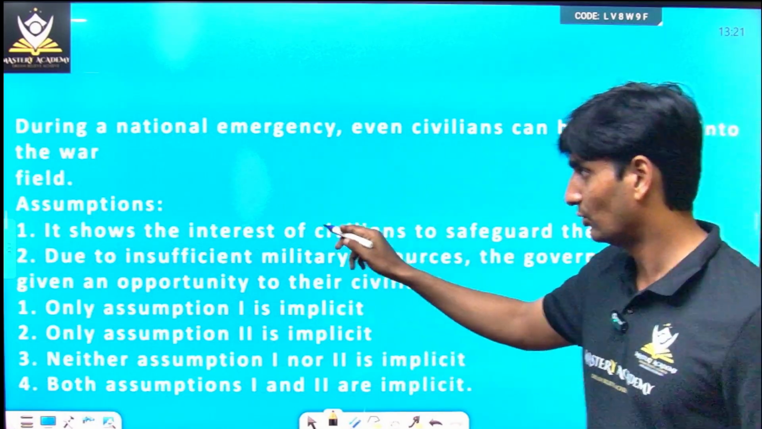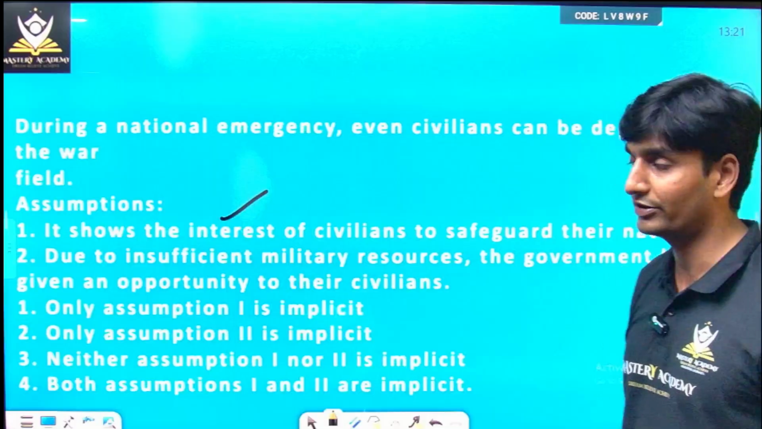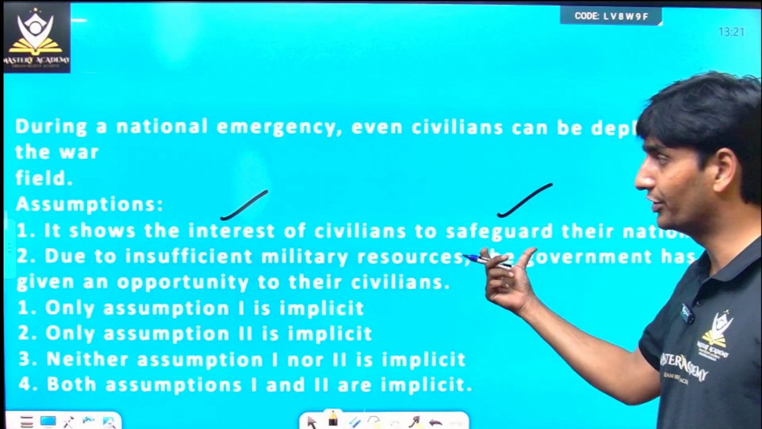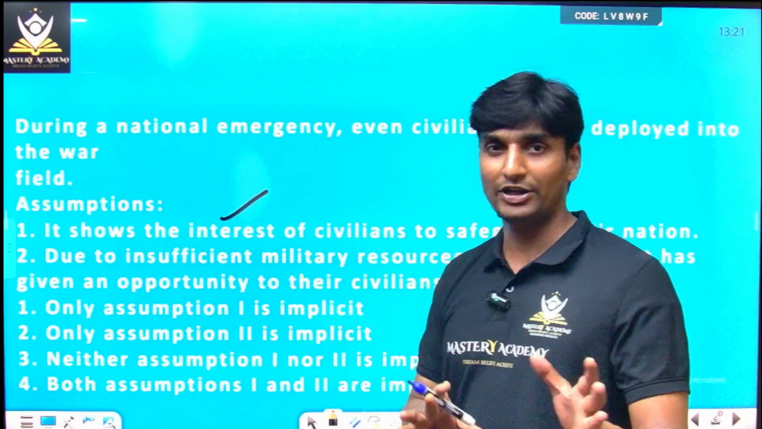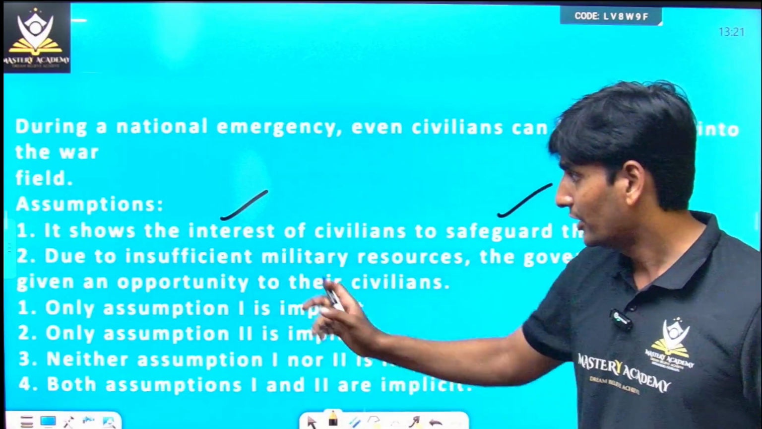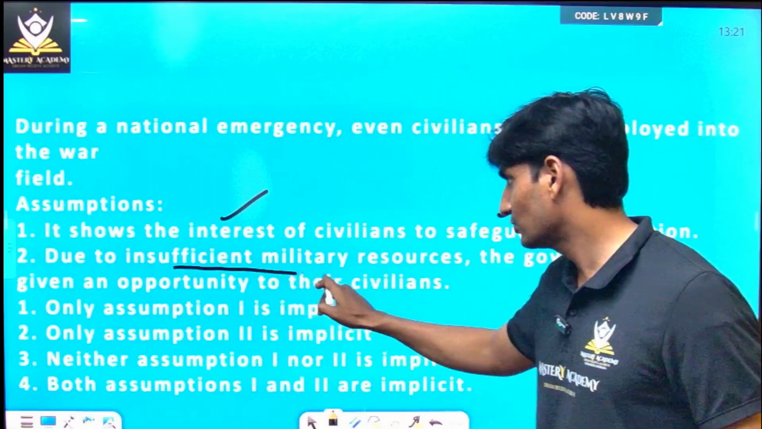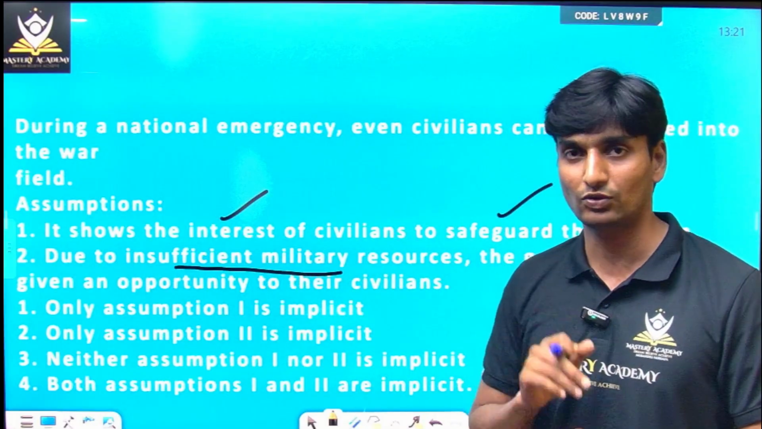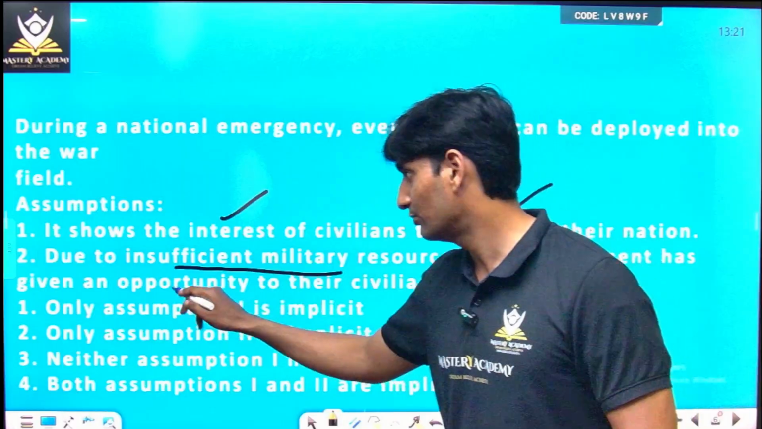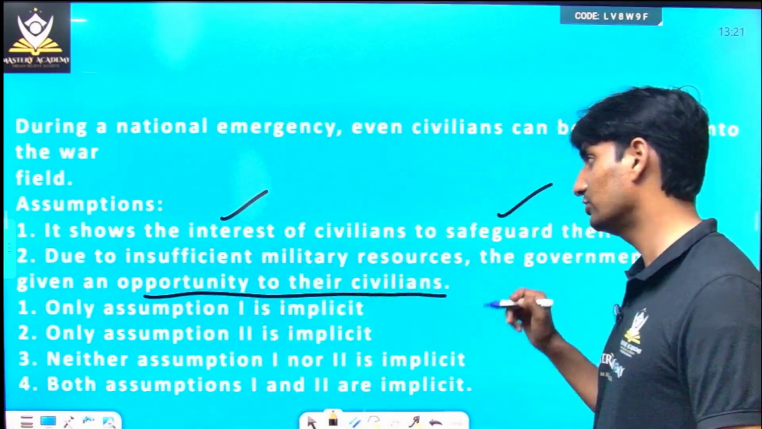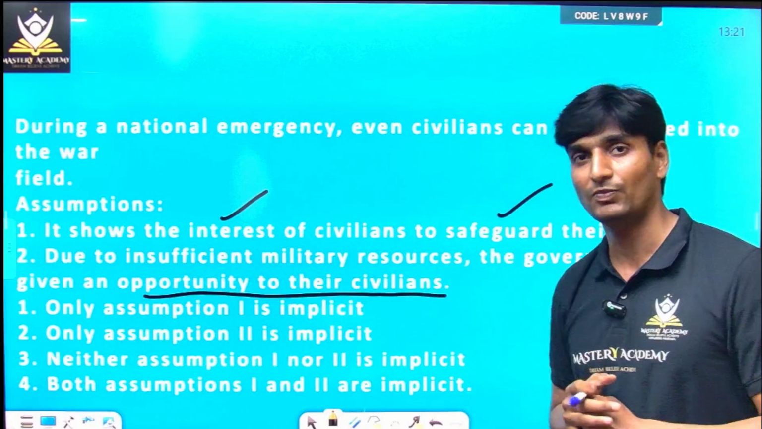The reason is they have mentioned this word interest, yet they have also mentioned the word safeguard, a positive, strong word, and interest is not that suitable according to the patriotic feeling and the duty of a civilian. And here, insufficient military resources would be a drawback to the military strength of the country, and that is not a good thing. But yet again they have mentioned the second word, opportunity. Okay, opportunity to the civilians. Now that once again is a positive thing.